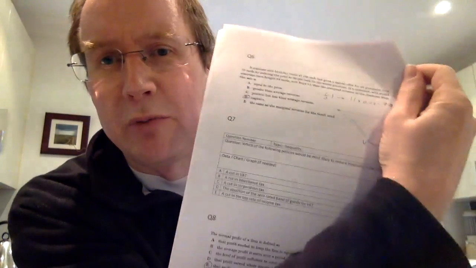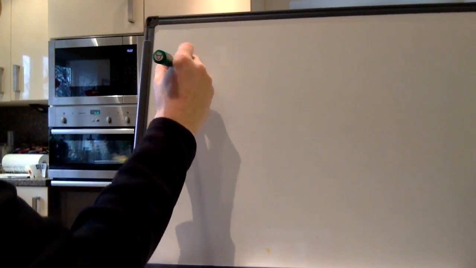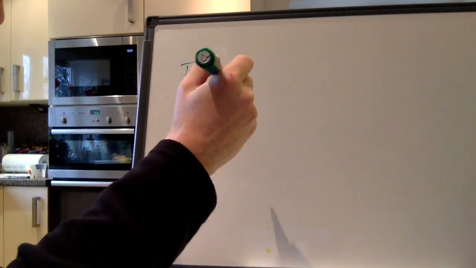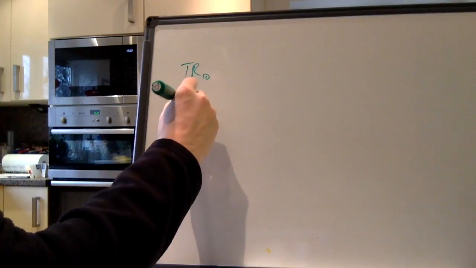Question 6, pretty much everybody got this one wrong. What we can see is marginal revenue. Marginal revenue is the change in total revenue from an additional unit of output. So what we need to do is find out the total revenue for 10 cards and the total revenue for 11 cards.